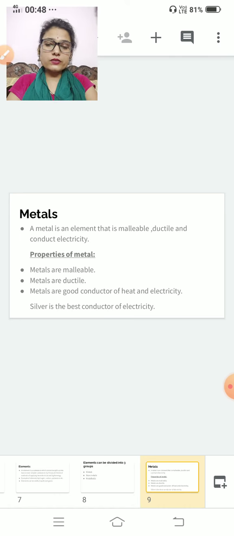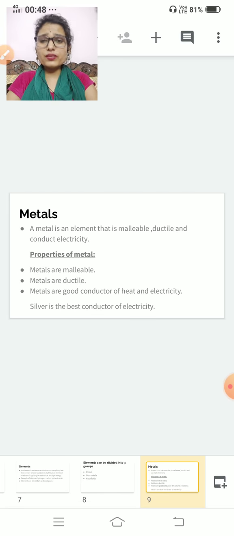So how is it converted into a sheet? By beating with a hammer. So this property is known as malleability. What do you mean by malleability? When a metal is beaten and converted into a thin sheet, it is known as malleability. Example, aluminium foil which we use for wrapping our food. And I think you must all know that silver is also used for decorating food, basically sweets. So these are all examples of malleability.